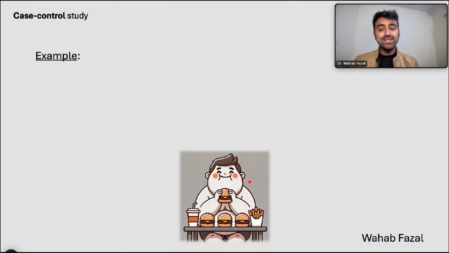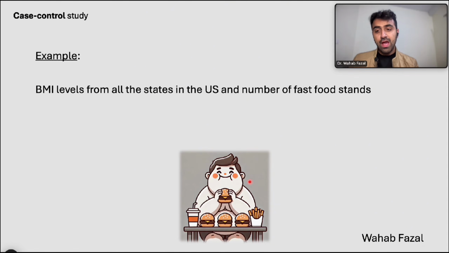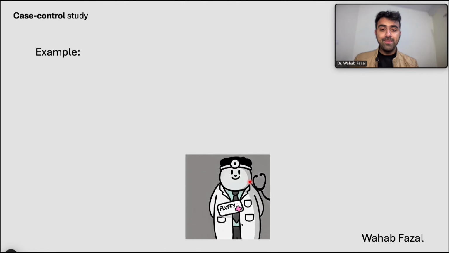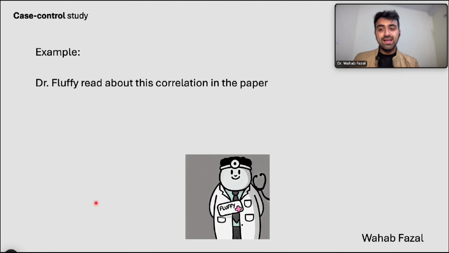ecological study. Ecological studies are studies that are conducted at a population level. These are studies that are conducted at a state, at a county, or at a provincial level, basically a large group of people. When you take multiple large groups of people and you look for particular numbers, let's take an example to understand this better. If you take the BMI levels from all the states in the US and you correlate that with the number of fast food stands, and you see that maybe the states with a higher number of fast food stands, the people in there have higher BMIs, you want to find out the correlation. Is there a correlation? Well, the question that is usually asked is that in ecological studies, let's take an example.